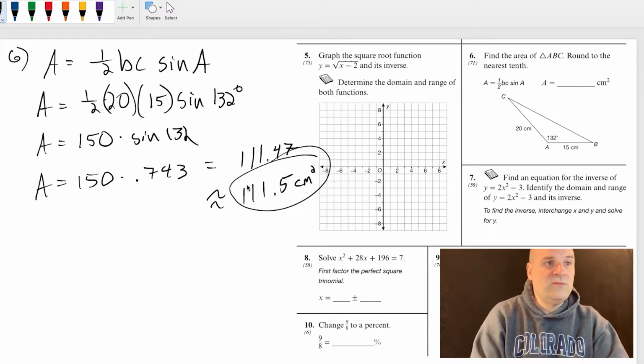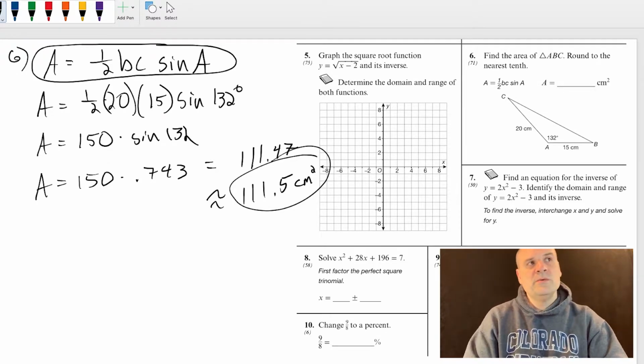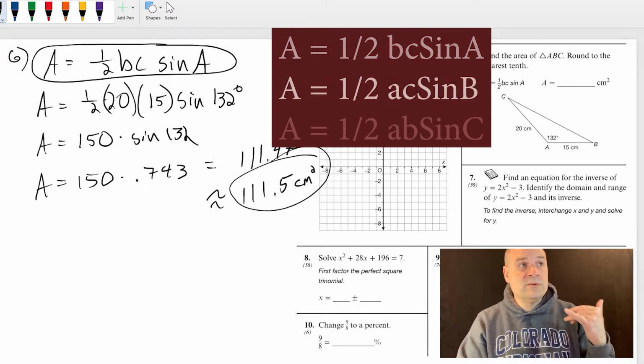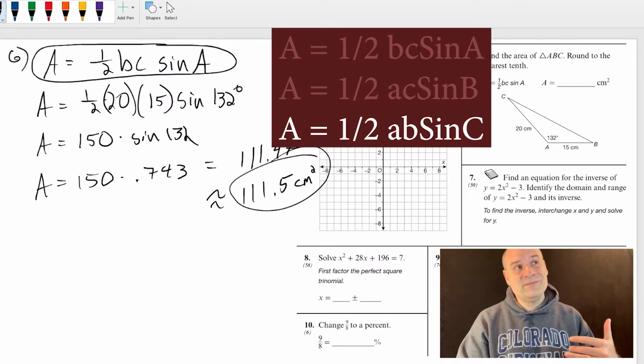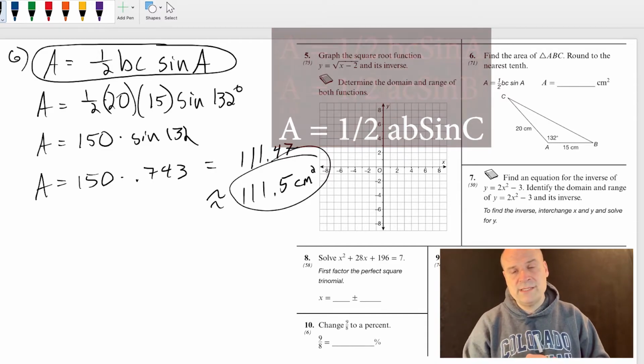So you're gonna need this formula to find that area. So you can use this on your test when you take it. Remember, area equals 1/2 BC times the sine of A, or area equals 1/2 AC times the sine of B, or area equals 1/2 AB times the sine of C. So that's all found in the beginning of lesson 71.